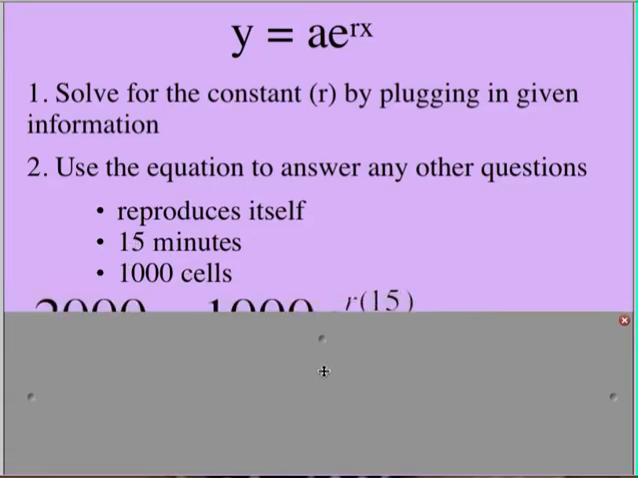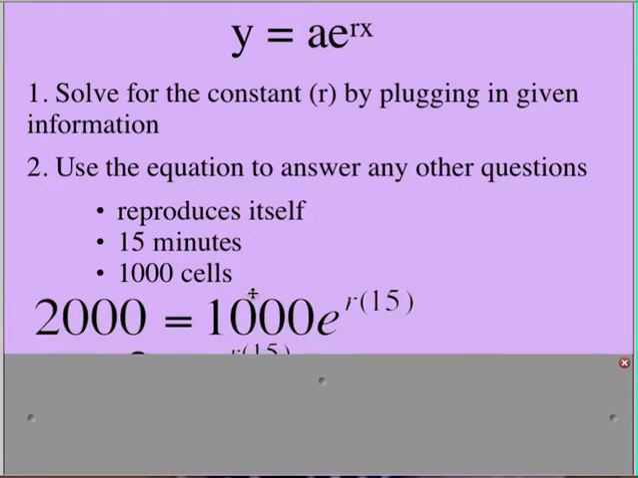So what that's going to look like when we plug in is the 1,000 cells, that's our A, e to the r times 15. So the 15 was the time that passed, and that's the time that it takes it to reproduce itself, and reproducing itself is the same thing as doubling. So I had 1,000 cells, in 15 minutes it reproduced itself, so that makes 2,000 cells. So then we want to solve for r, that constant.